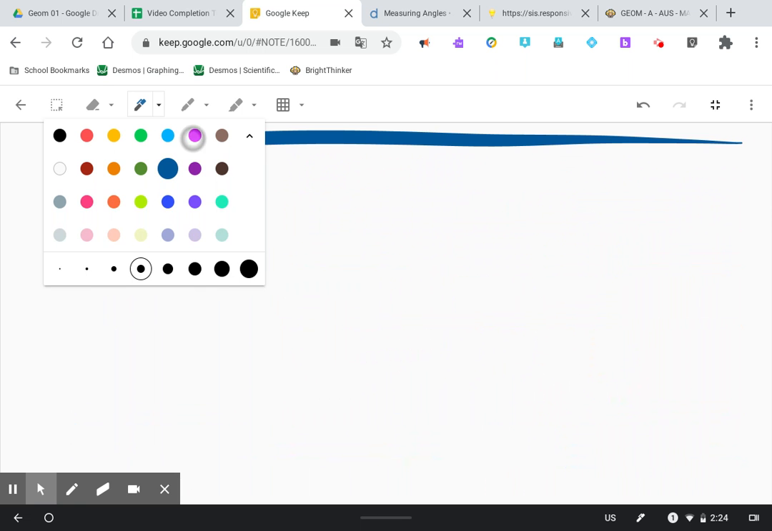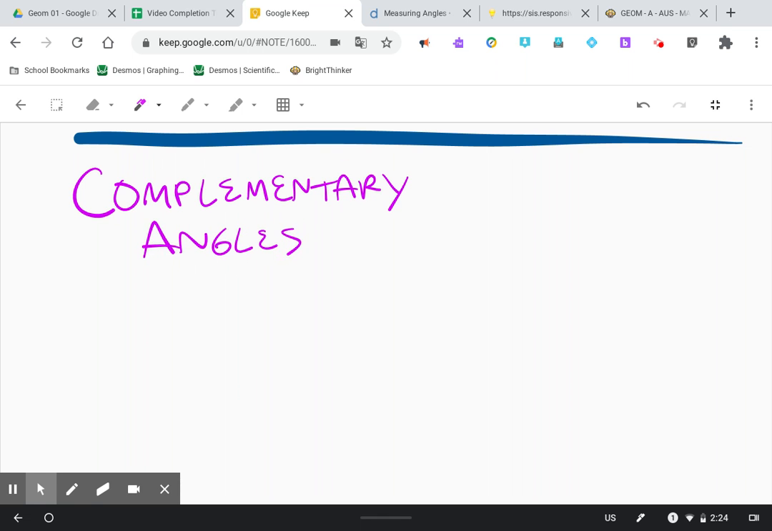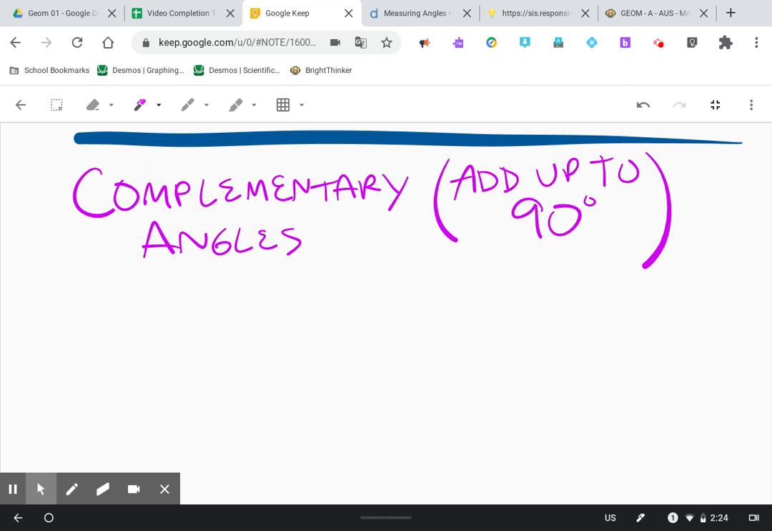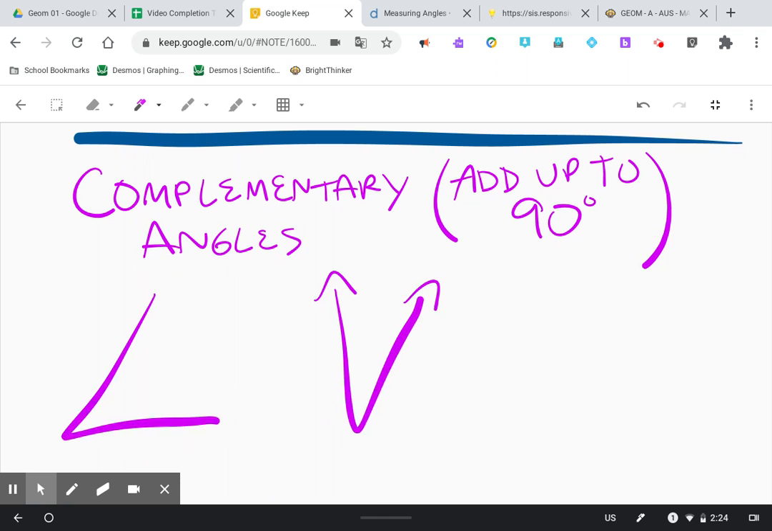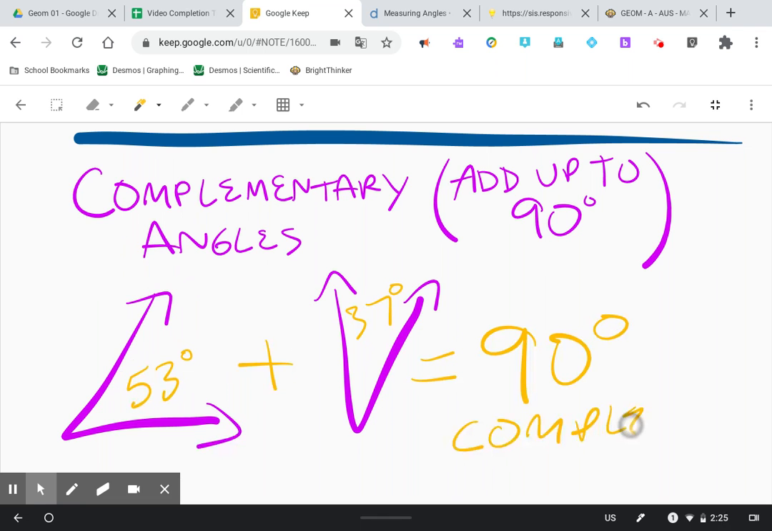All right. The next two deal with how angles add up and what they might add up to. So the first one we'll go over is complementary. And complementary angles add up to 90 degrees. So what I mean by that is we could have this angle here and this angle here. And if I told you that this angle was 53 degrees and this one was 37 degrees, we would say that they add up to 90, so then they would be complementary.